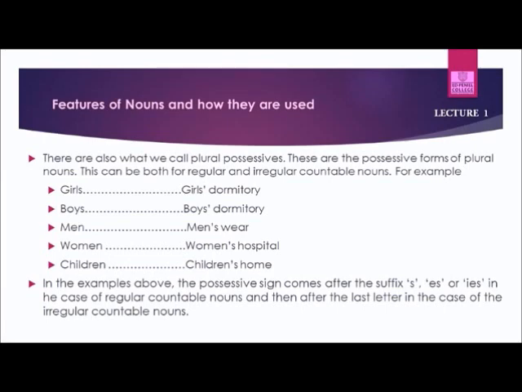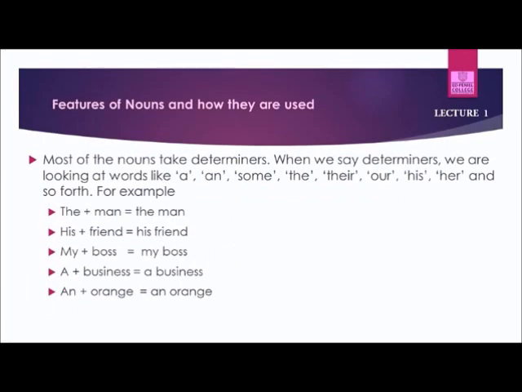when we are forming the plural possessives. Now you must be taking note also that nouns take what we call determinants. So you can bring the, my, our, his, her. These are what we call determinants. You can bring them and then add a noun to it. So for example, the plus man gives you the man. His plus friend gives you his friend. My plus boss gives you my boss. Their plus teacher is their teacher. So take note of that.